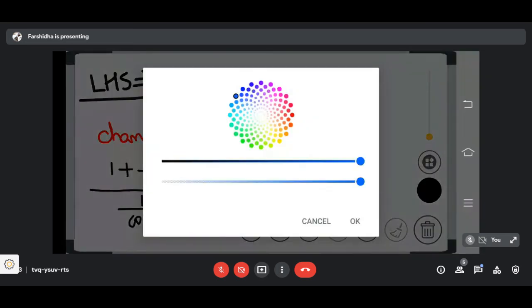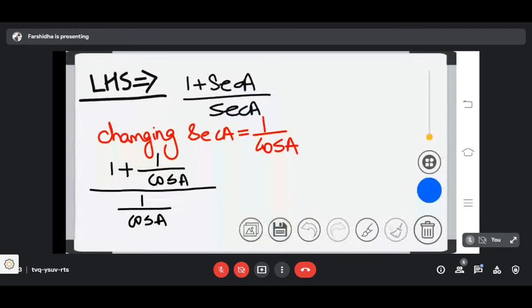Then take the LCM here on the numerator side. So 1 divided by, into cos A, numerator also into cos A to make the denominator the same.